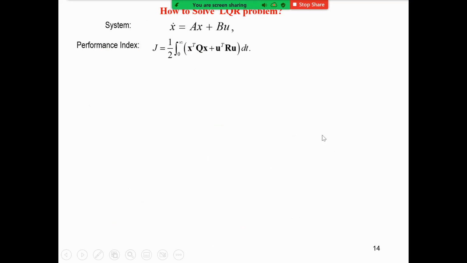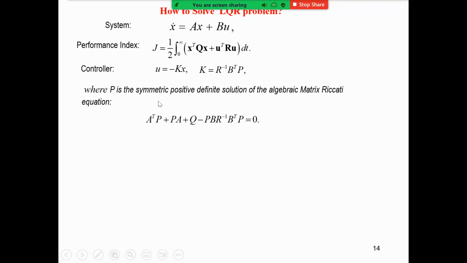Okay. How to solve the LQR problem? So how do we compute K? Very easily, this is the formula for K, but the problem is what is the matrix P? So the key part for the solution for the LQR is this matrix Riccati equation. So you have to find a positive definite solution from this equation. So how do we solve this?